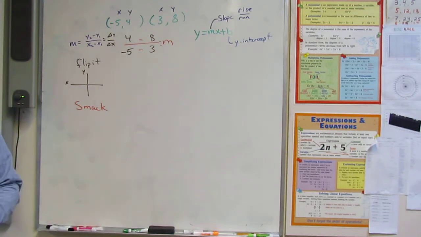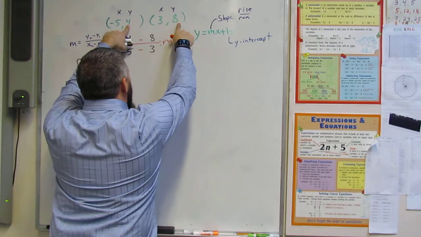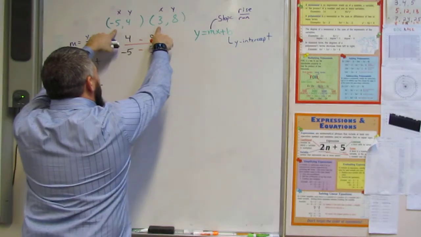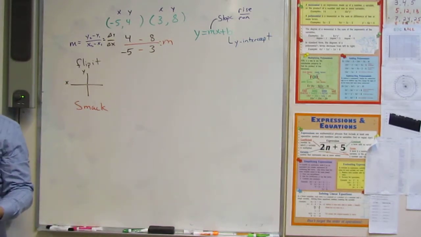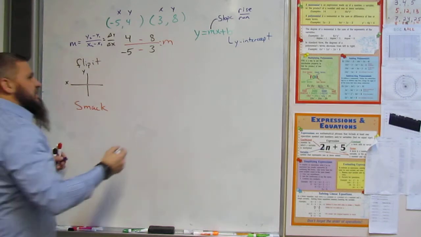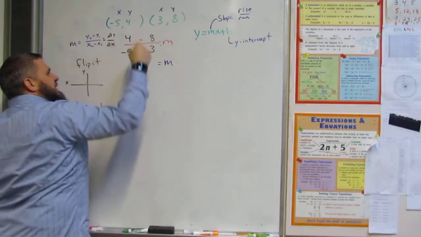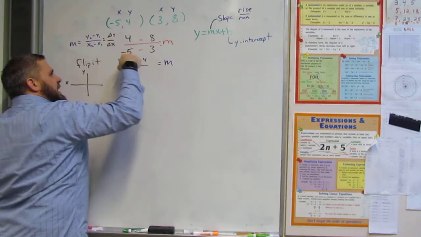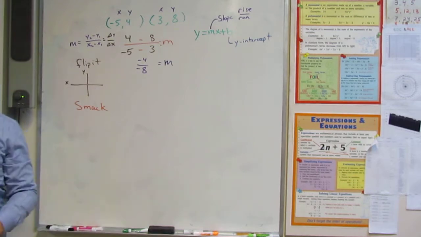So if you want to take the difference of the y's, right? 4 minus 8, and the difference of the x's, -5 minus 3, that's fine with me. Whatever it is that gets you to remember it is perfect. Okay, so slope is equal to 4 minus 8, which is -4, and -5 minus 3, which is -8, right?